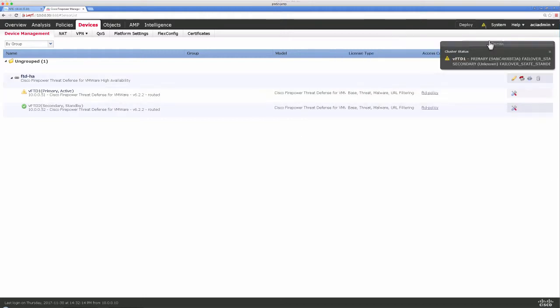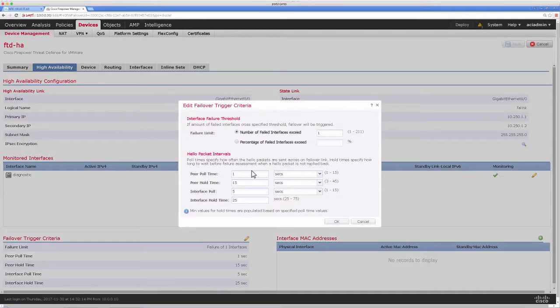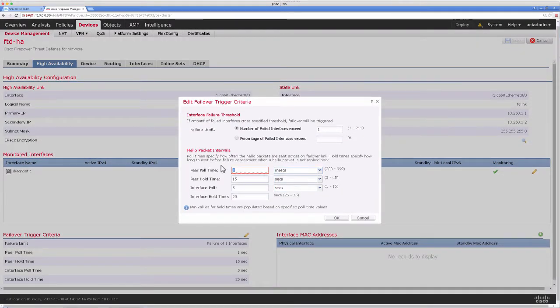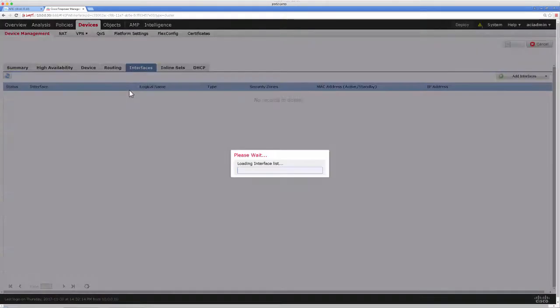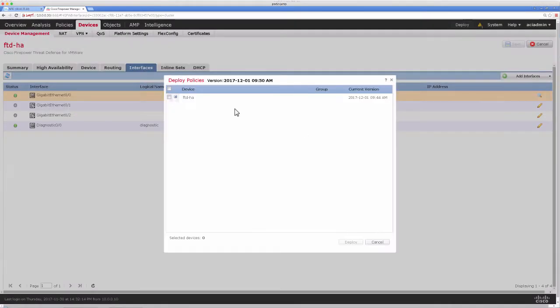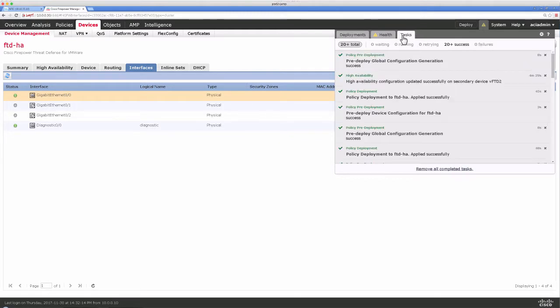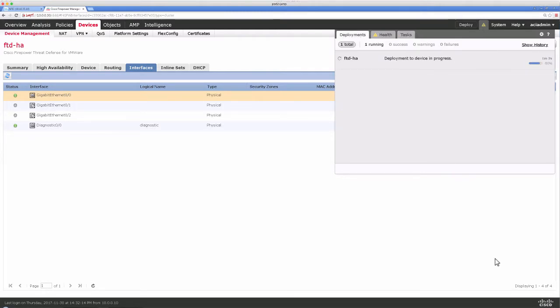As you can see, once the deployment is done, we can go in and modify our failover trigger criteria by tightening the poll and hold times for both our units as well as the interfaces here. As you hover over these fields, it will show you what range of values is allowed. Once you actually enter that in, under interfaces, you can see that GIG00 is a failover interface, and at this point, we can deploy these changes in poll and hold times for failover onto this FTD HA pair.